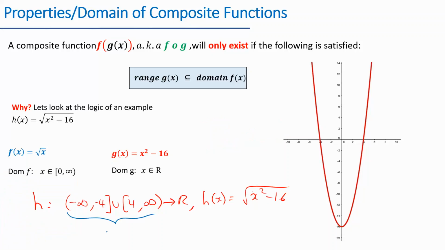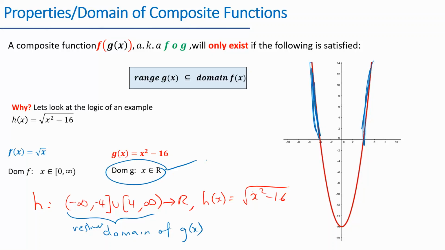Anyways, remember, this is the restricted domain of g. That's what you were doing. You're just restricting this. You change this so that it works. You're only taking this section here. And that is negative infinity to -4, union 4 to infinity. That's what you're doing, this whole exercise 1E. Okay? That is your aim.